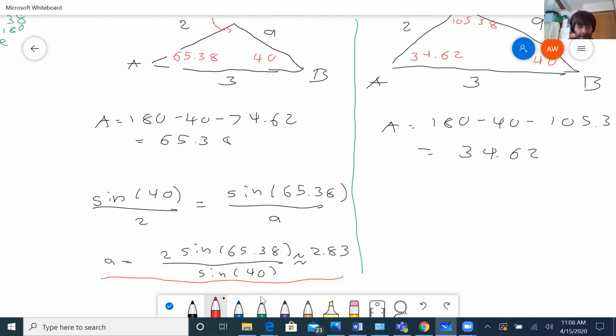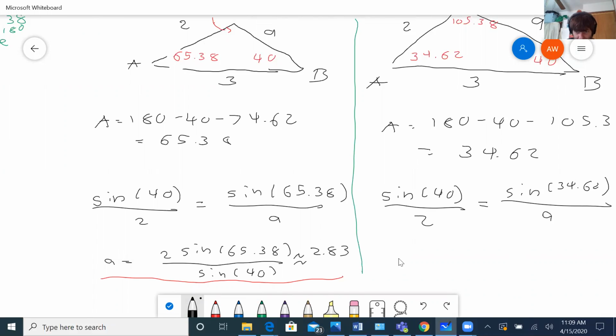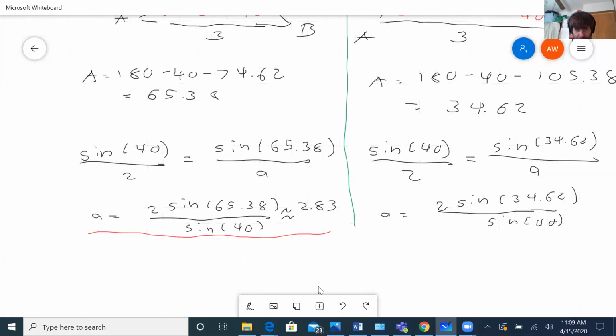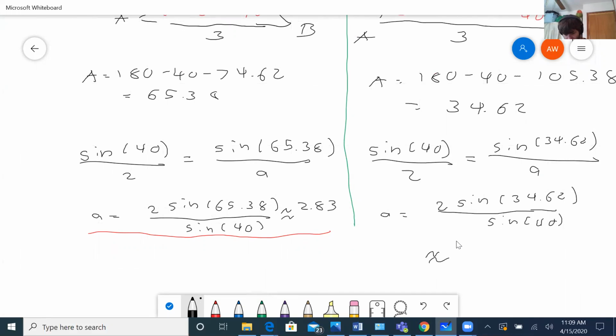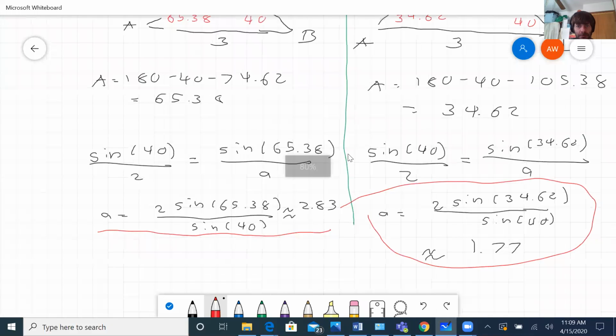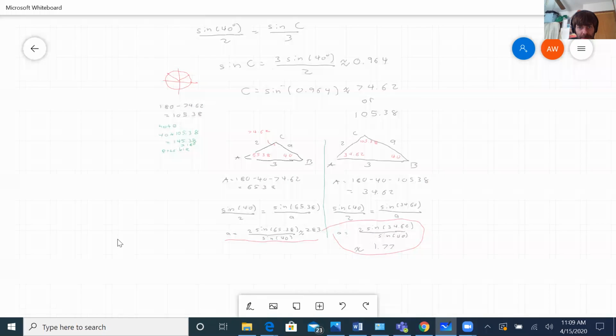And over here, I'm just going to use this other one. So I'm going to say the sine of 40 over 2 is equal to the sine of 34.62 over A. Which is 1.77. So those are our two possible triangles.